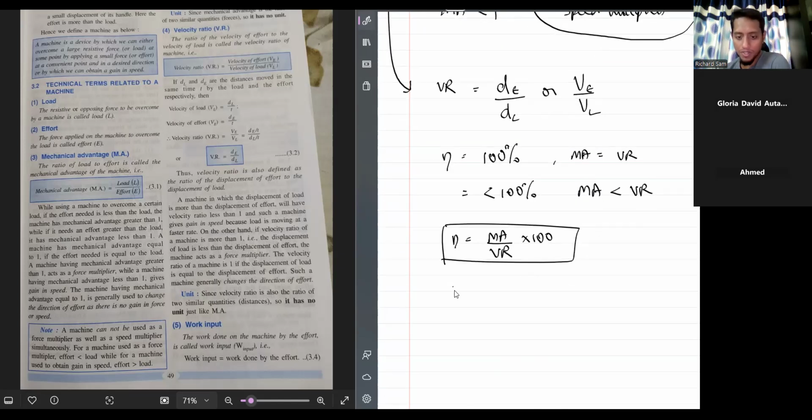There's another formula for efficiency, that is work output upon work input into 100. Work is measured in joules, as we saw in the previous chapter. So work output is how much output we're getting from that machine based on how much input is given. So always the work output will be less than the work input. Say a pump, a motor. It is taking electricity, that is the work input. What output it is giving is pumping the water up. So the work done by the machine, that's the work output, will be lesser than how much electricity it is consuming. The reason is because of losses.